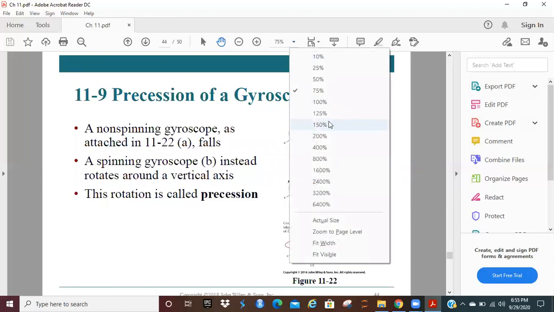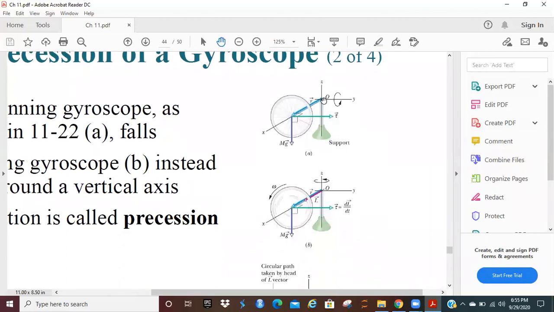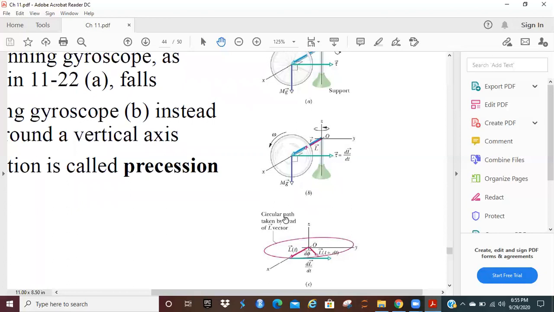So let's zoom in on that a little bit here. You've got the support here, you've got the r coming out here, and then you've got gravity. If this thing is not rotating, then it has no other option than just to fall. If, however, you give it a little bit of a rotation, it starts to move around in this fashion. And you can see it here. This is the circular path taken by the head of the angular momentum vector.